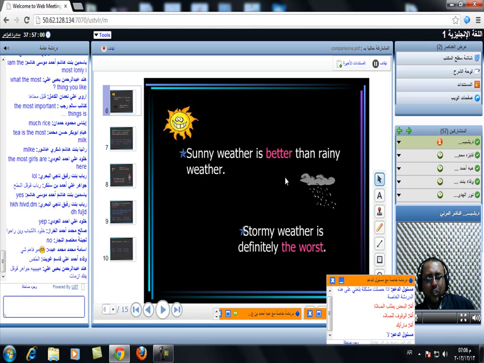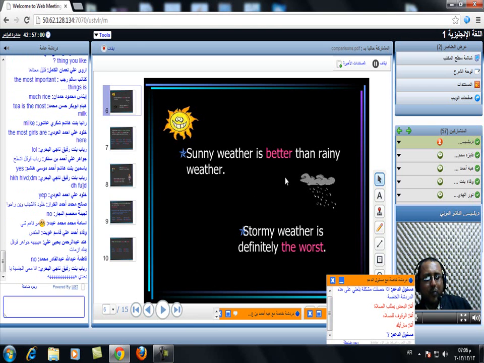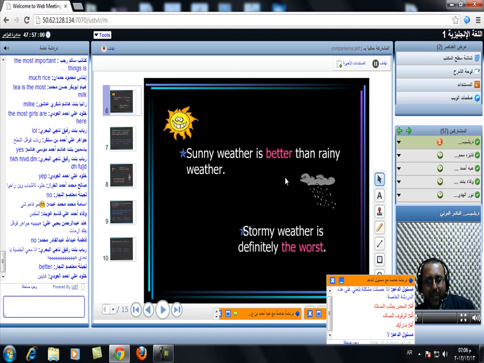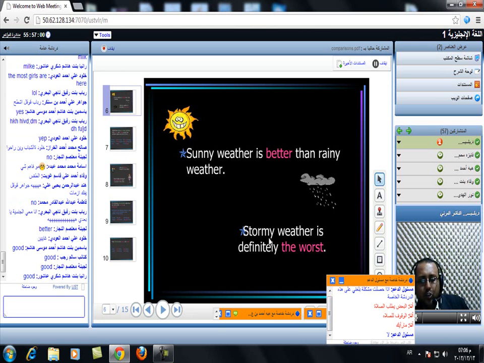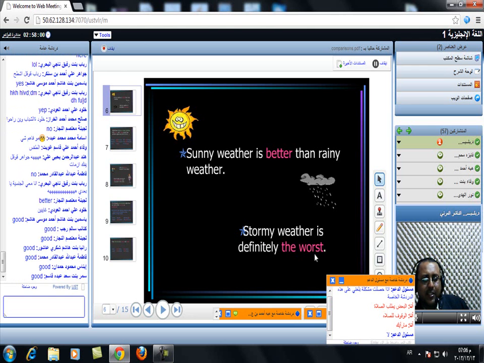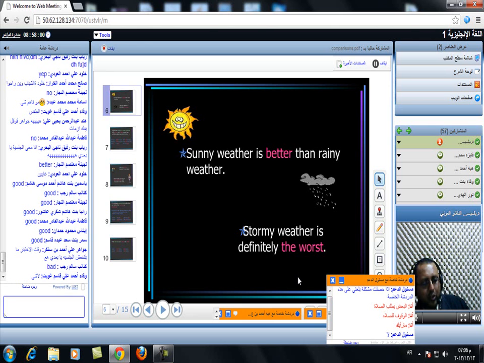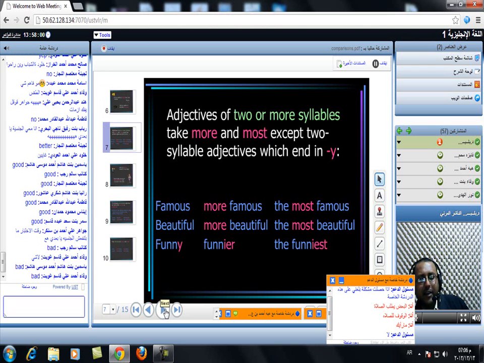Now, what is the adjective which is used here? It is better. It is in the form of a comparative form. It is the comparative form of the word good. See the second example. Stormy weather is definitely the worst. Now the worst here is the superlative. Very good. It is the superlative form of the adjective bad.